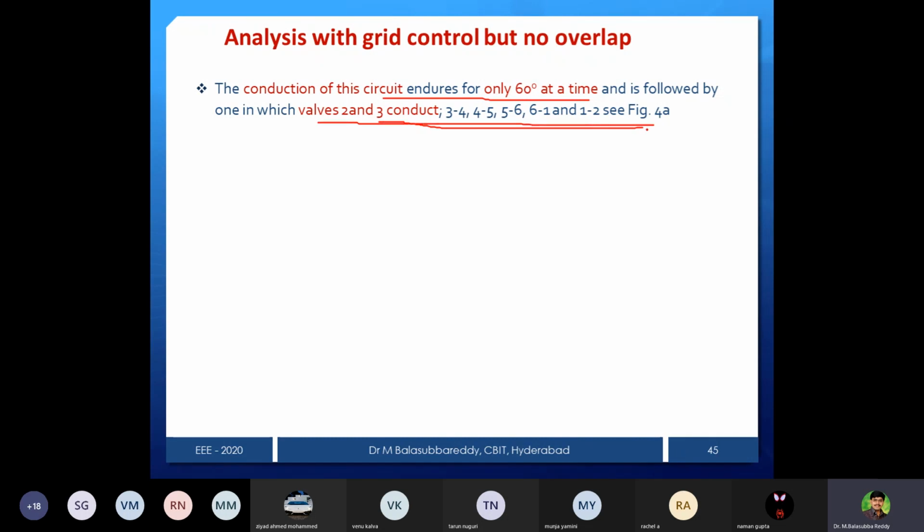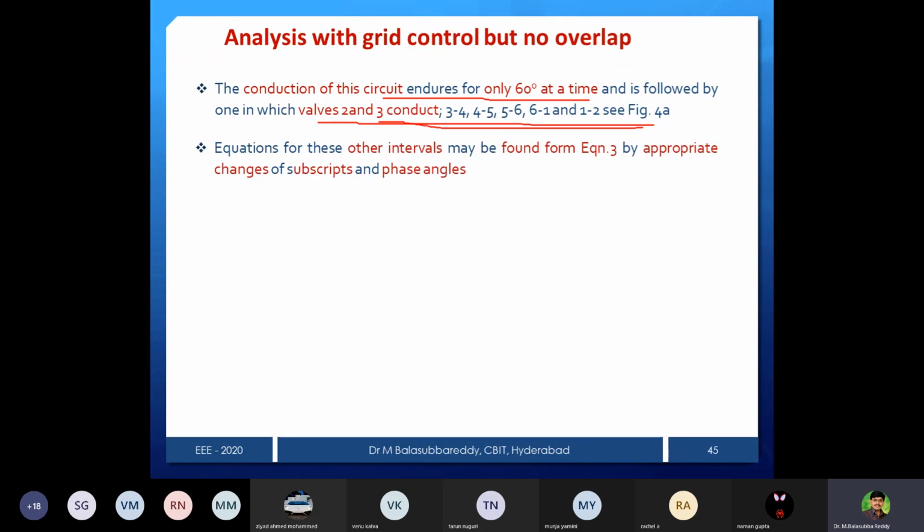We can start somewhere, depending on alpha, and from that point onwards you can identify what the output voltage is if no overlap takes place. And each one will conduct only 60 degrees. So now instead of 1, 2, if I change to something else, 2, 3 or 3, 4 or 4, 5, 5, 6, same as previous, only the suffix, prefix we can change.